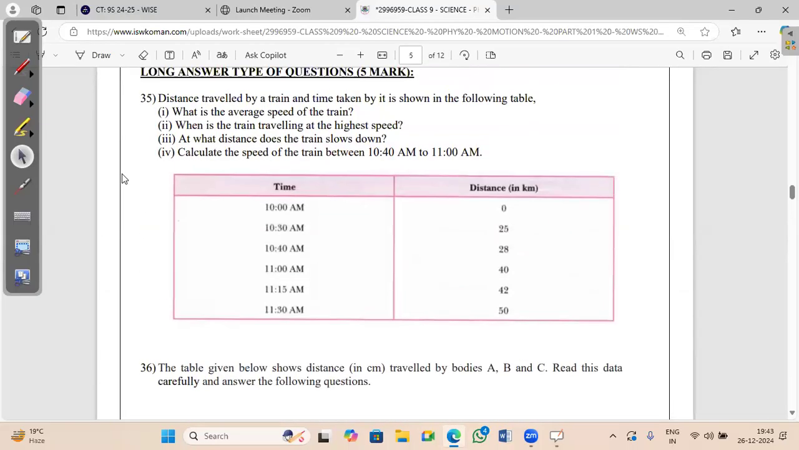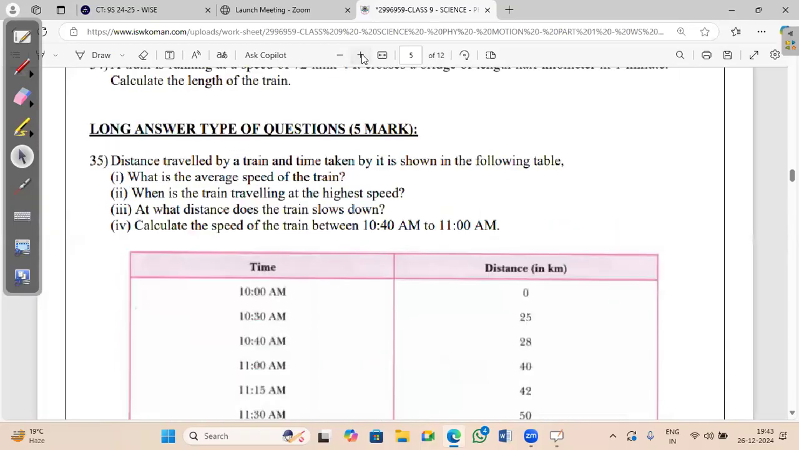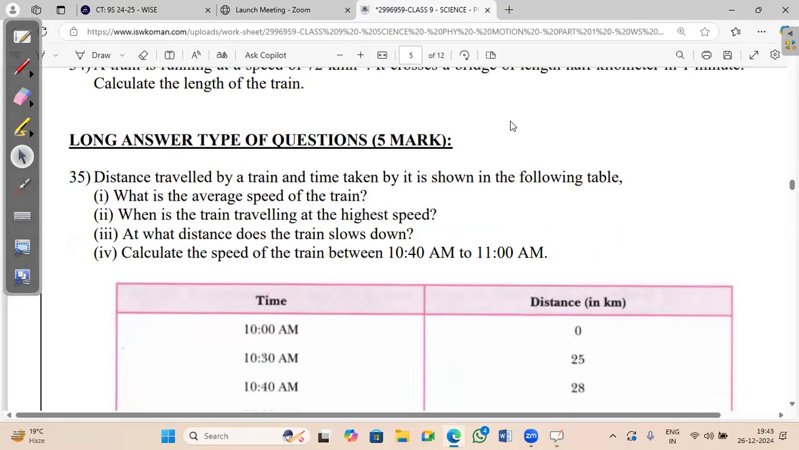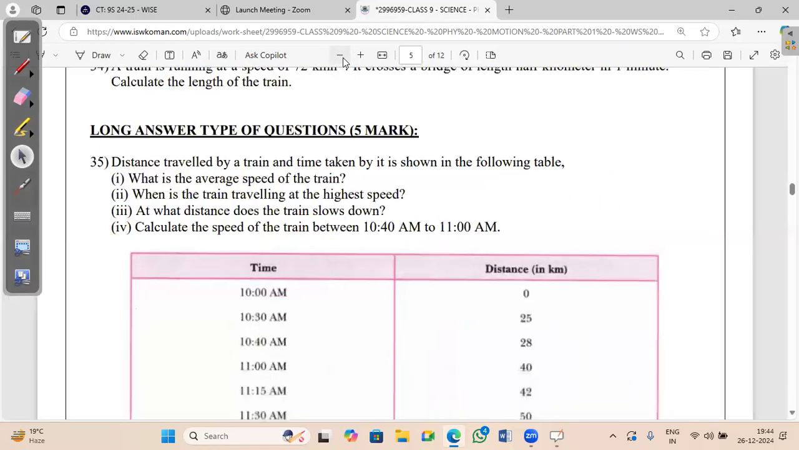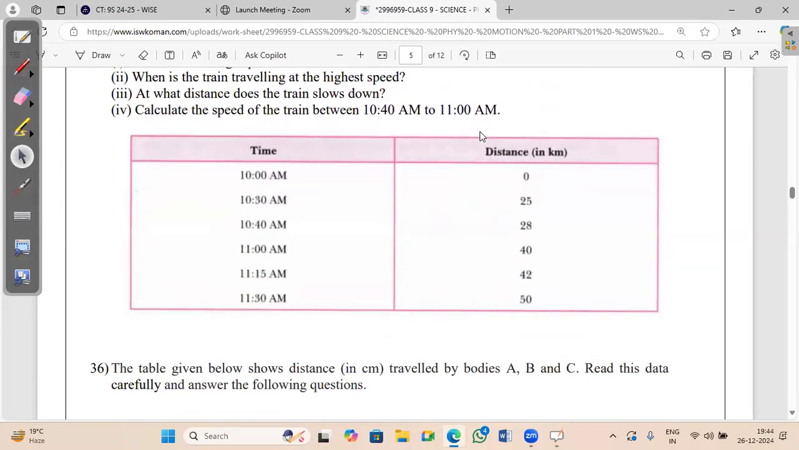We are still left with a number of questions. These are long answer type questions. The distance traveled by a train and the time taken by it is shown in the following table. Yes, sir. Okay. So what is the average speed of the train? For this, you need the reference of this table also. Sir, total distance by total time. Okay.